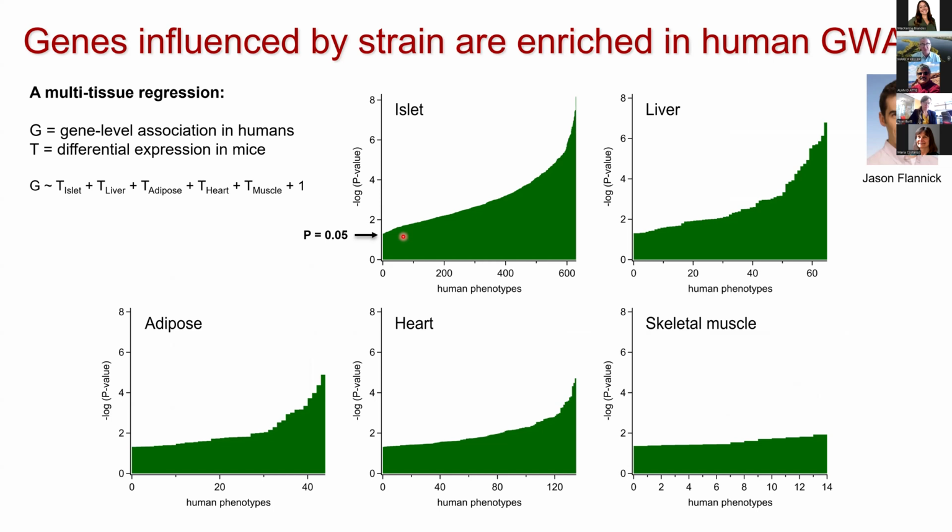Again, the story that I'm developing here is that genetic differences in the mice that result in a change in the expression of a gene have a human homologue that is enriched with SNPs associated with various phenotypes. What was interesting to us is there was a difference as a function of tissue. So for example, islet had many, many more human phenotypes associated with genes that were differentially expressed in the mice than, for example, muscle. And that's interesting to us. It suggests that genetic regulation of genes in the islet is contributing to disease risk in humans.